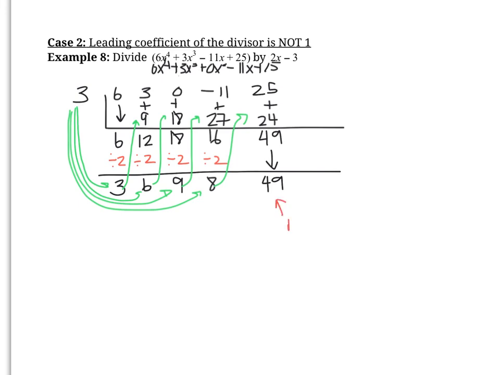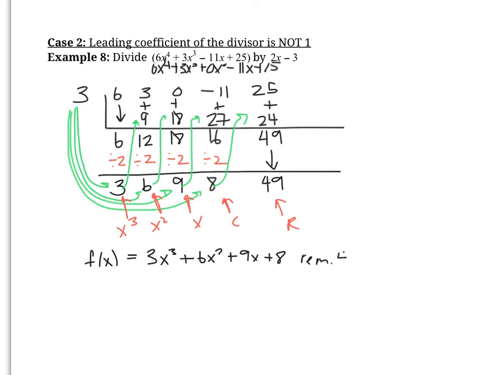So here is our remainder. Here is our constant term. Here is our x. Here is our x squared, and here is our x to the power of 3, which means that when we divide this ugly thing by this 2x minus 3, we are going to get the function f at x equals 3x to the power of 3 plus 6x squared plus 9x plus 8 with a remainder of 49. Done. And if you don't believe me, spend half an hour of your life and do long division.